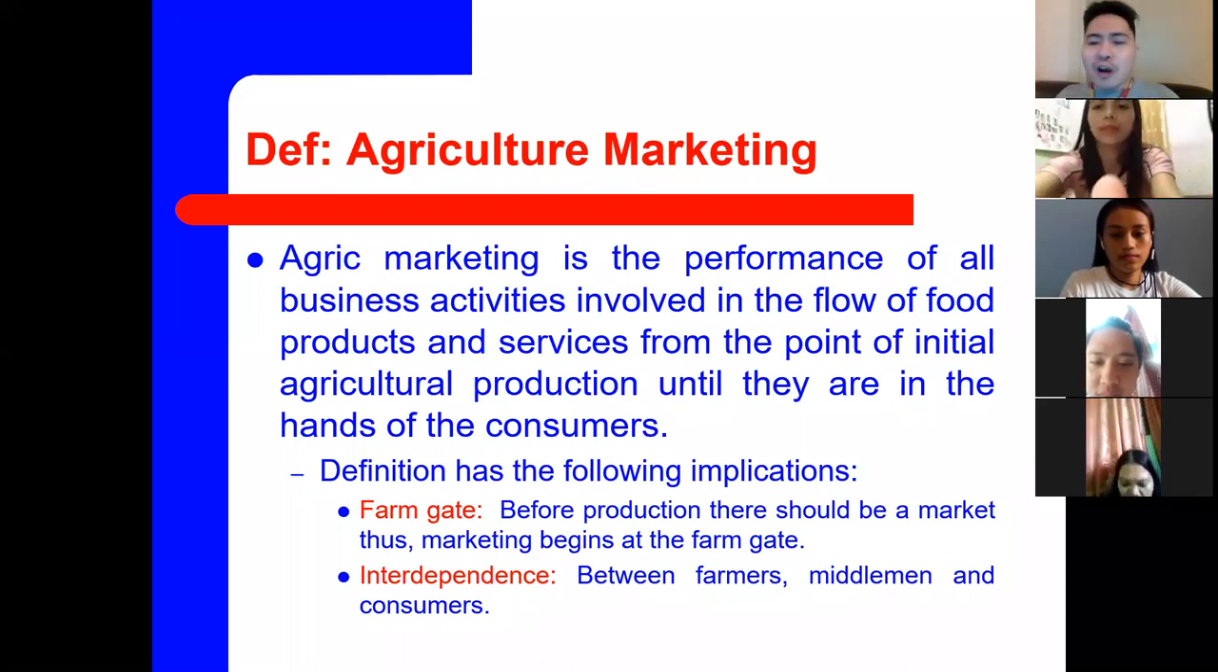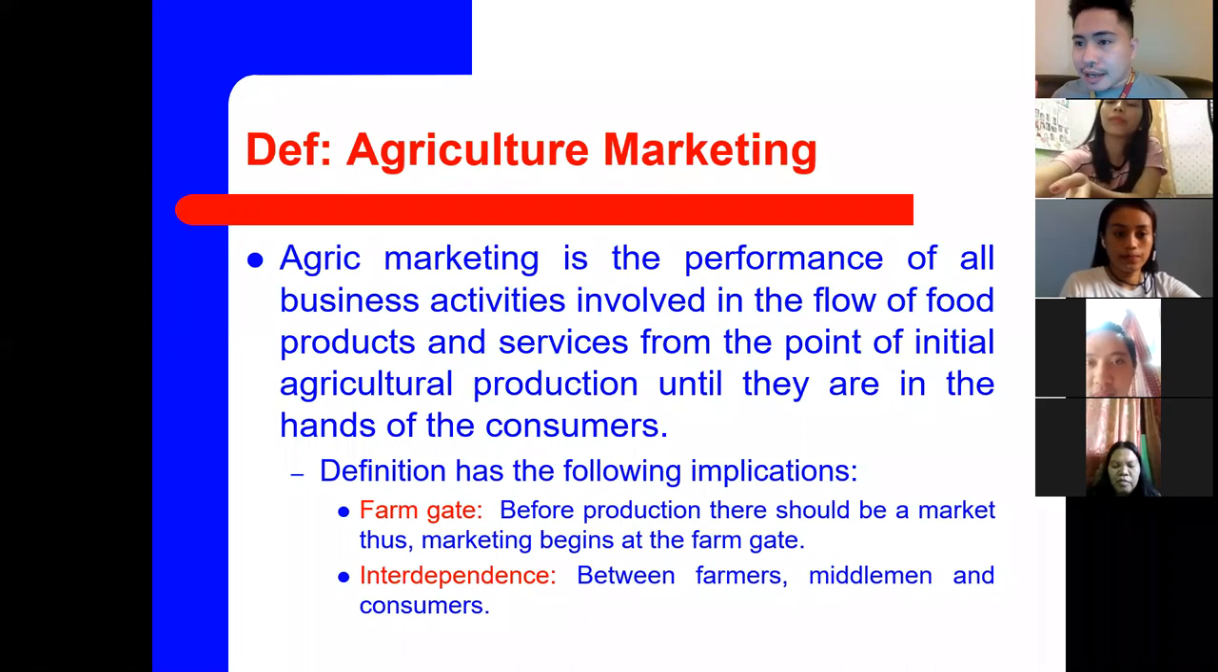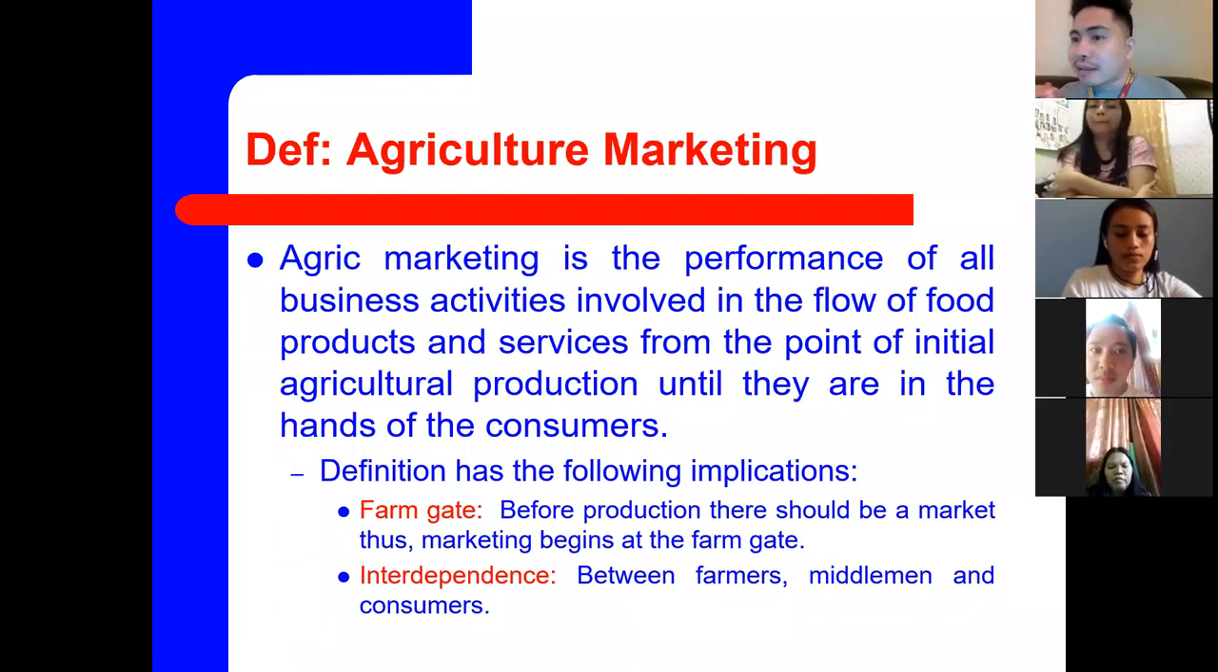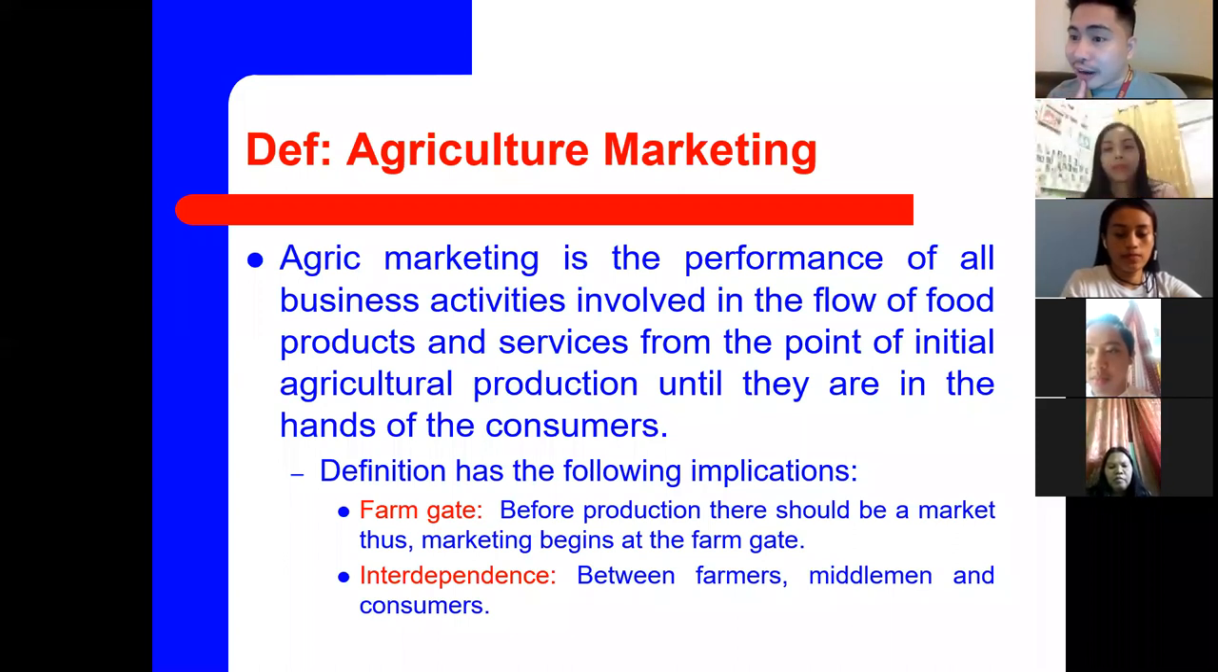So, until they are in the hands of the consumers, that means the point that the products are actually ready for market. So, they are being transported to the initial buyer. Now, the initial buyer may treat your products as the final products to be sold to the consumers. For example, your products are eggs. Of course, eggs are ready for consumption, right?